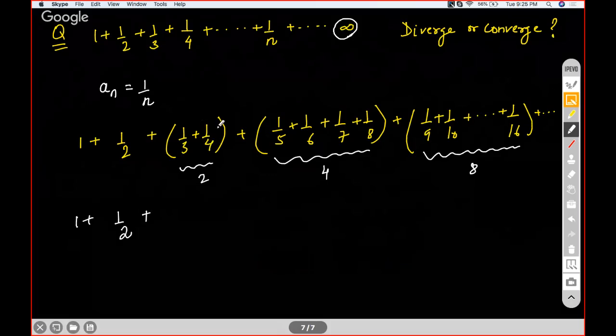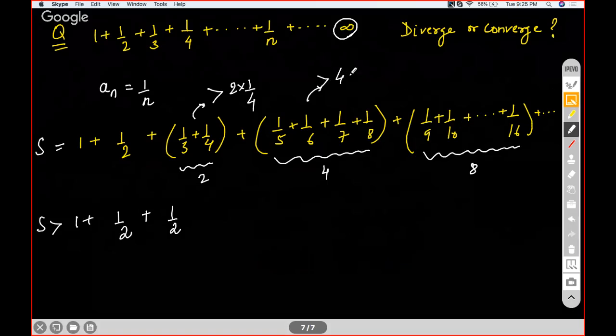Can I say this term would be greater than 2 into 1 by 4? Let's say I consider both as 1 by 4. Since each is greater than or equal to 1 by 4, this entire group will be greater. And the next one is greater than 4 into 1 by 8. So let me call the entire series S. This S would be greater than 1 plus half, and this will again be 2 into 1/4, which is again half.